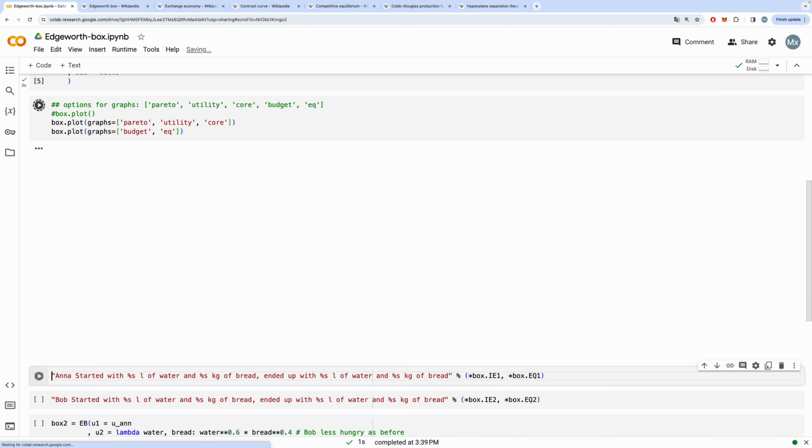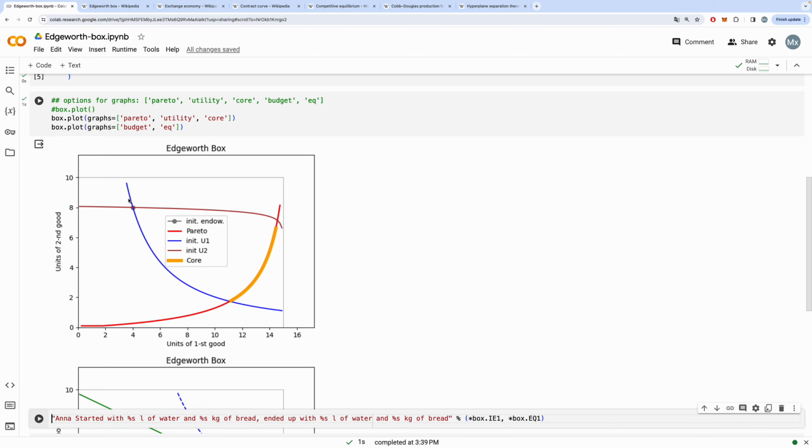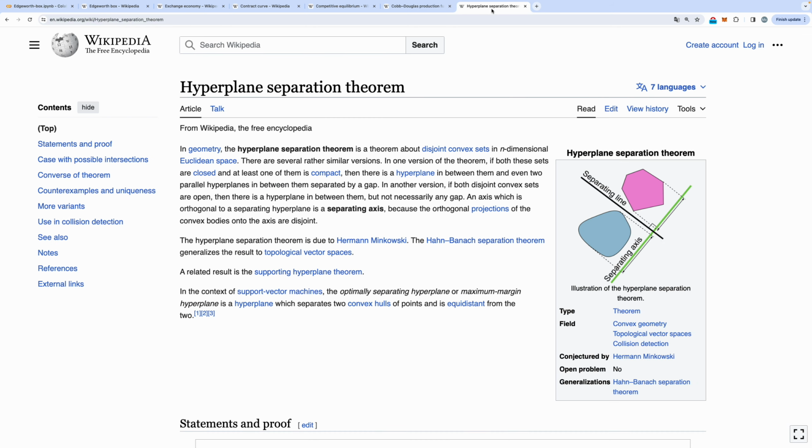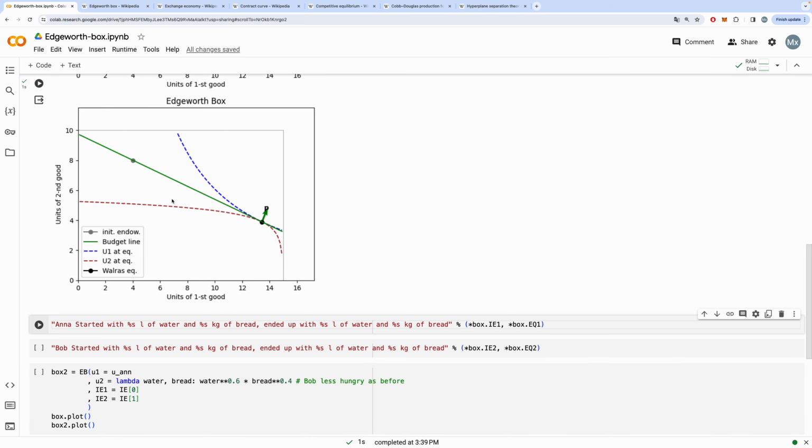So now let's draw the budget line and equilibrium. You can see this budget line is tangent to both of the utility levels of Anna and Bob, and this is the equilibrium allocation together with the price vector. So in mathematics it's called the separating hyperplane between two convex sets.